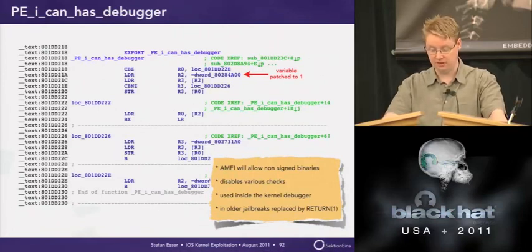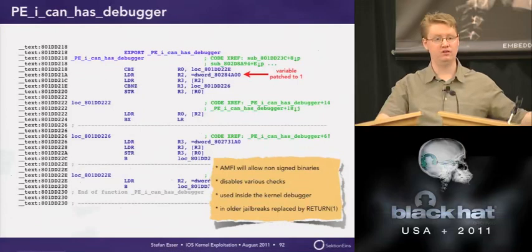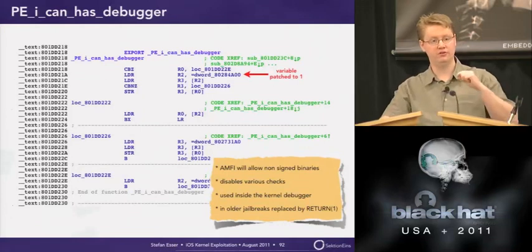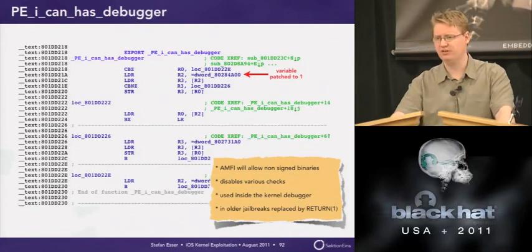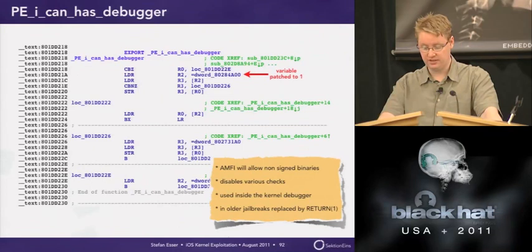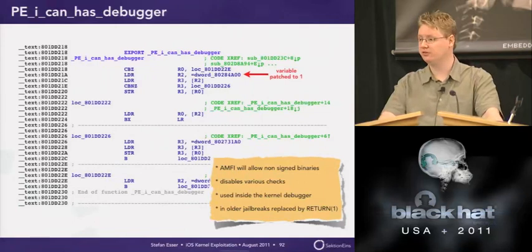According to Comex, this will allow the Apple mobile file integrity driver to accept non-signed binaries. The previous patch was for wrongly signed binaries; this is for not signed binaries. It also disables various other checks. And like I said, you need it for the kernel debugger to run perfectly. So that's what you need to know about this. It's just setting 1 byte in memory to 1, so it's a very simple patch.